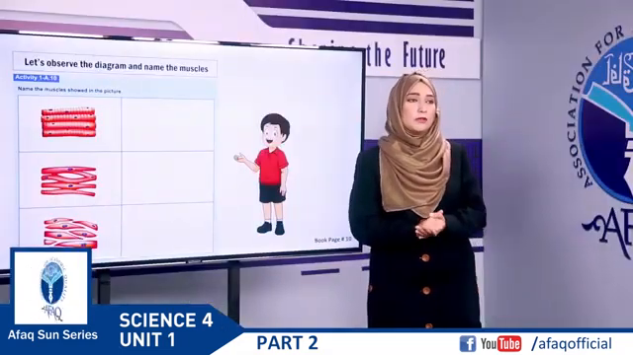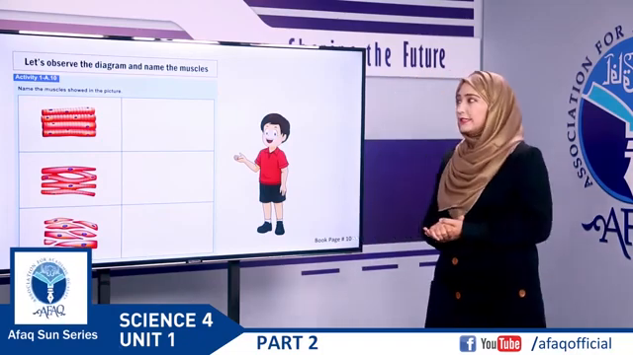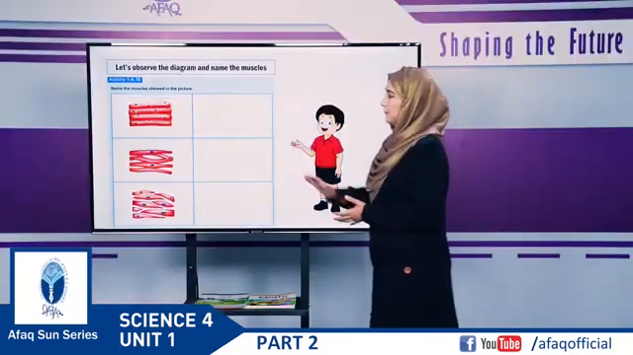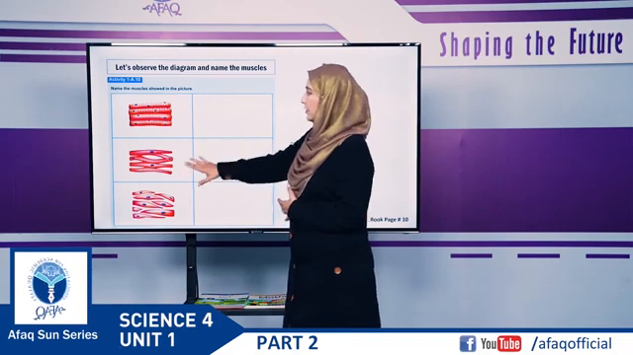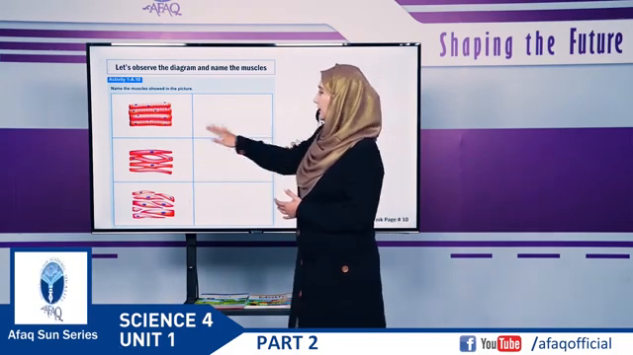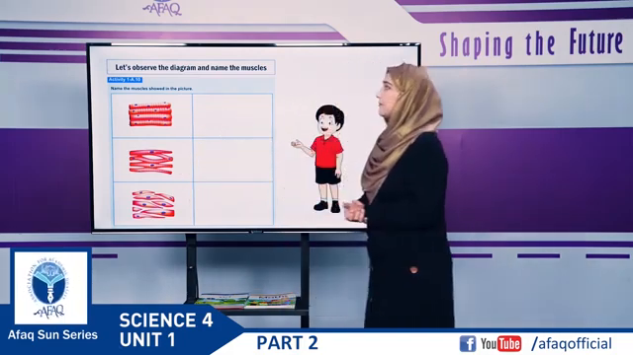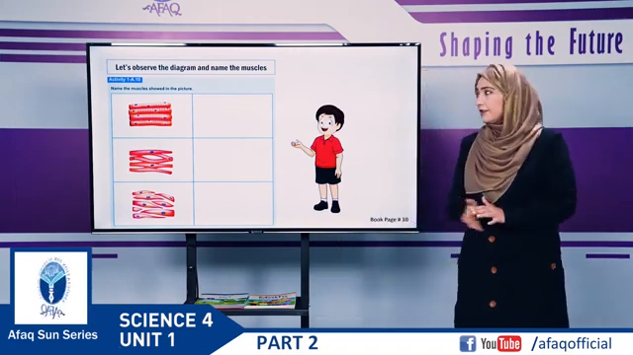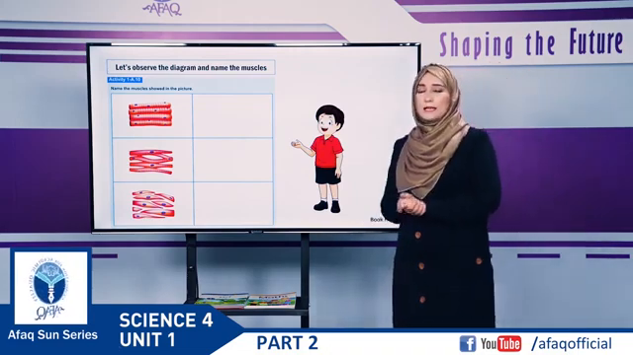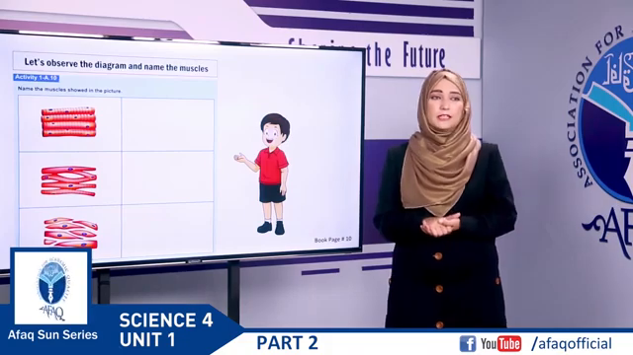Students, now open your book, page number 10, and solve this activity. Here some pictures of muscles are given. You have to write the names of these muscles in these given spaces. So please quickly write the names of the muscles and come back. Hope you have written the names here.